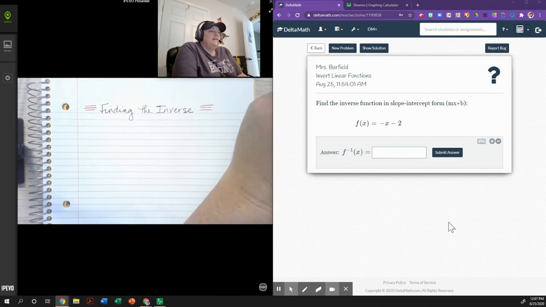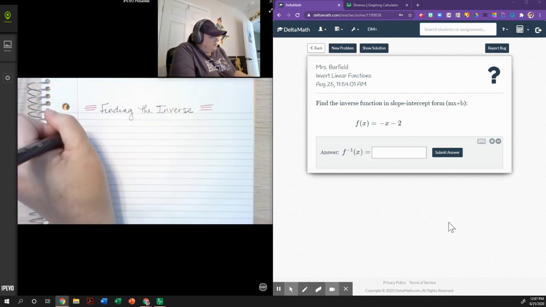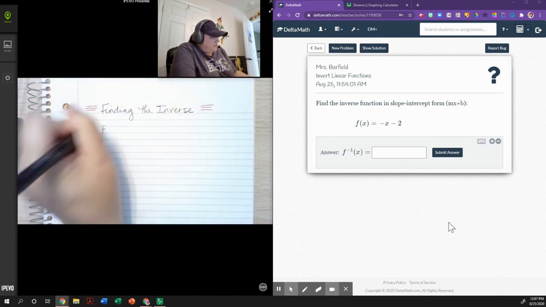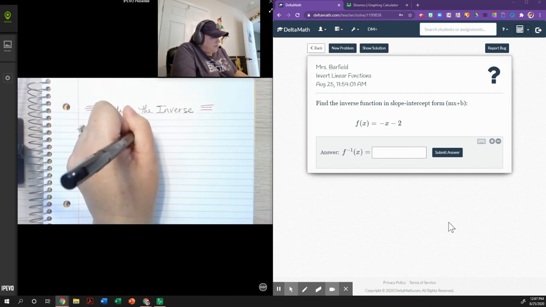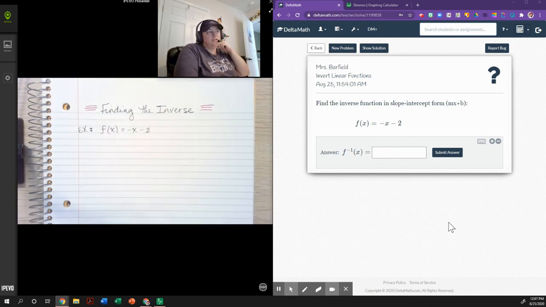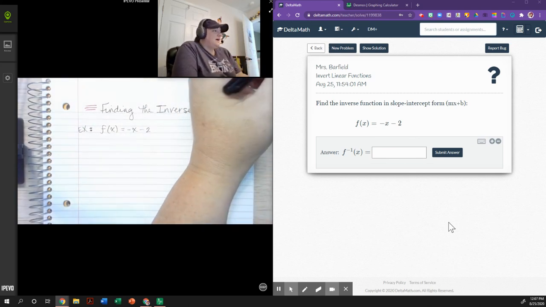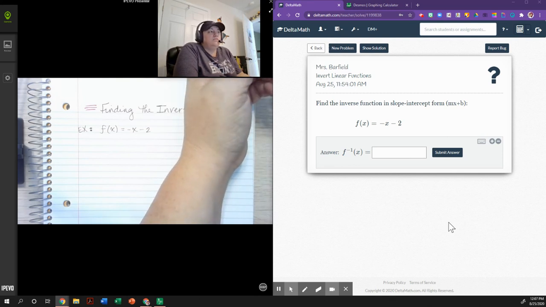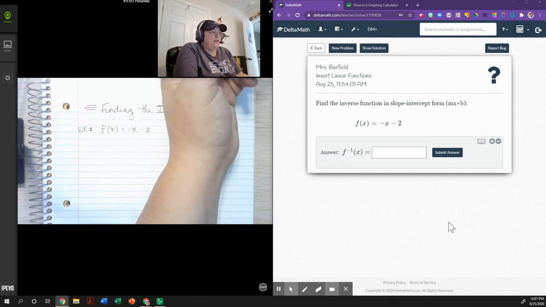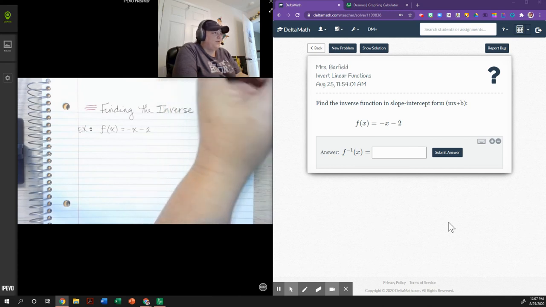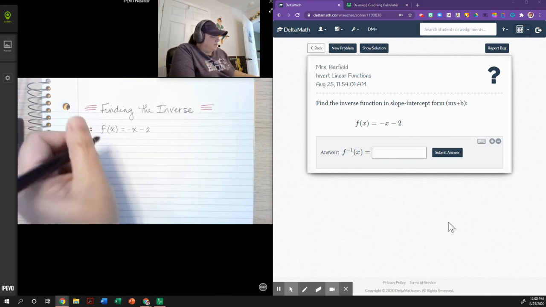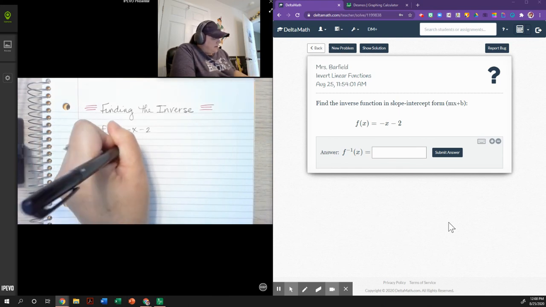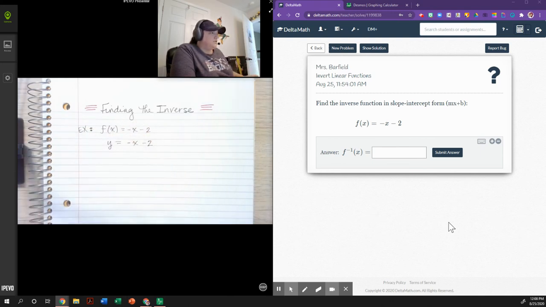All right, so it says find the inverse function in slope-intercept form, mx plus b, of f of x equals negative x minus 2. Okay. So you may or may not remember from a previous class that f of x is just an alternate approach to using y. So y equals f of x, they're all the same thing. The first thing I'm going to do is take that f of x and rewrite the problem using y. So y equals negative x minus 2.